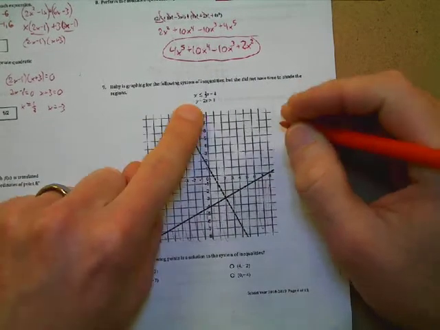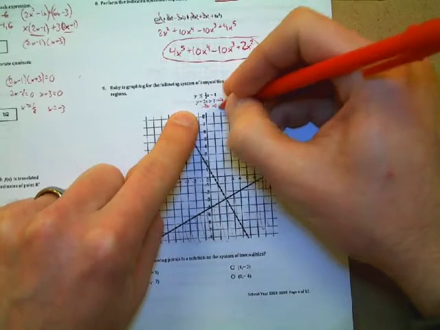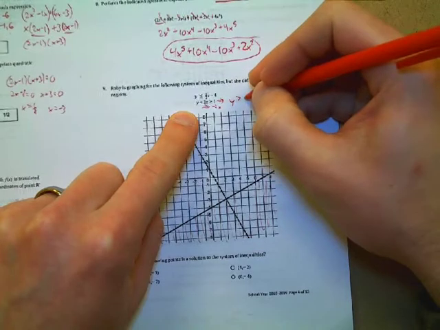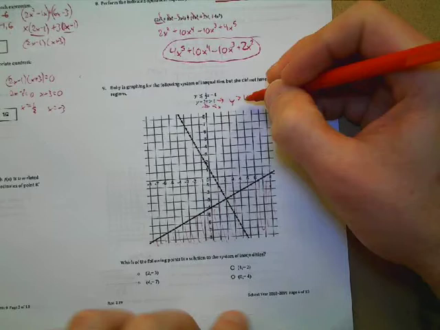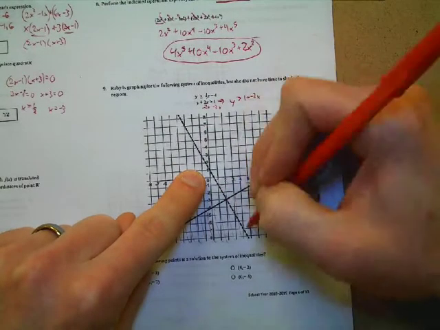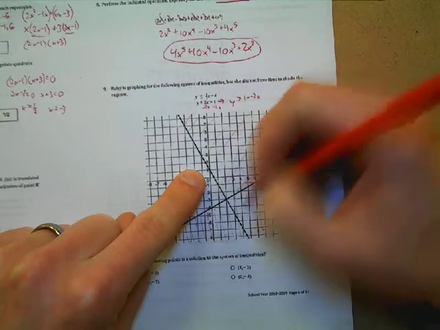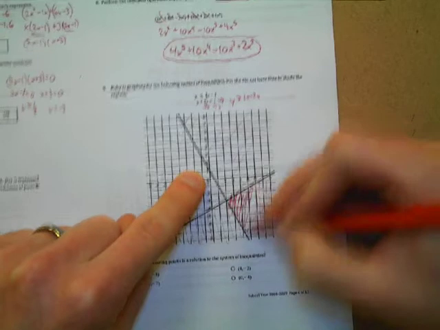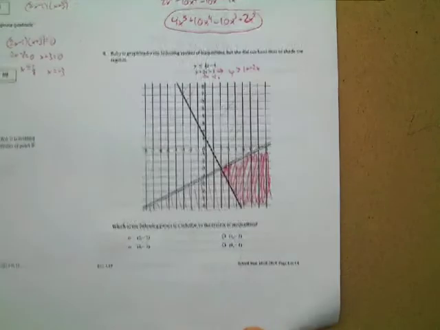okay? But then simultaneously, I need to graph this. Now, this is not in slope-intercept form, but if I subtract 2x from both sides, it will be. So I'll have y is greater than 1 minus 2x there. So that makes my intercept 1. My slope is negative 2, so I'm going to go down 2, right 1. This is my line. It's a greater than, so I'm going to shade above it. And so you can see here's the region where they intersect.